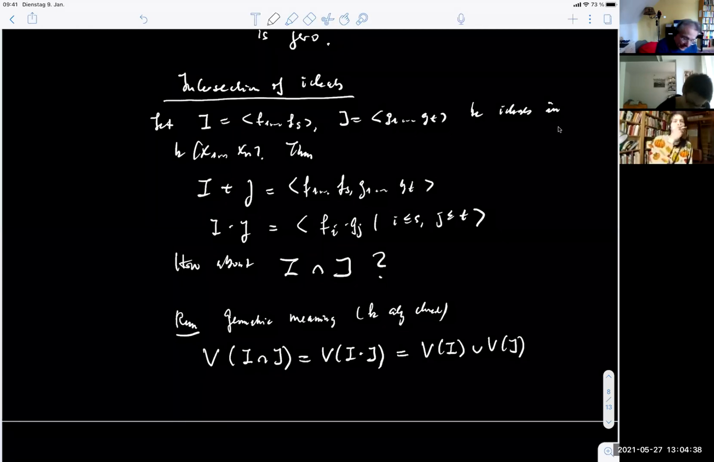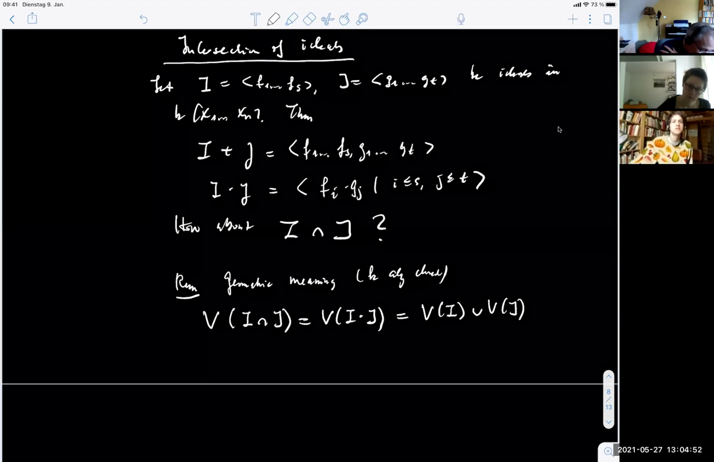I think not every step here is clear. So what is easy? We also had this as an exercise. You had it as an exercise? Very good. Then I don't have to explain it. It's always good to have these examples.